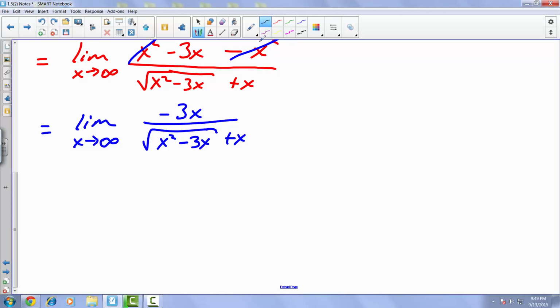I don't have any more square roots on top. Well, let's go ahead and try maybe using our direct evaluation. If you throw infinity in here, you end up with negative infinity. On the bottom, if you throw infinity in here, you end up with infinity just from this part plus infinity. Well, again, that is an indeterminate form.